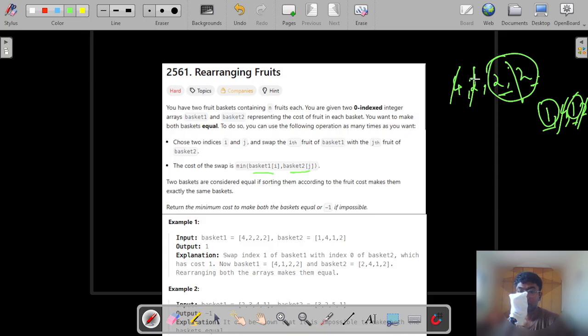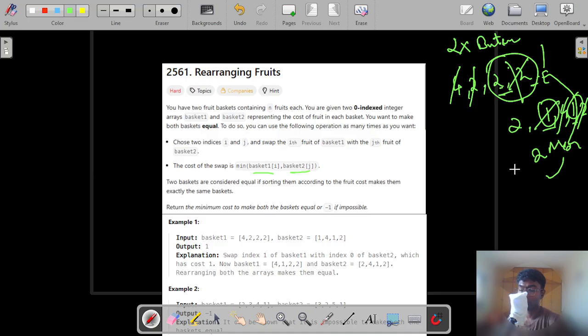We can consider, let's say, two butterfruits in basket 1 and two mangoes in basket 2. So basket 1 can trade one butterfruit to the other basket, and one mango comes to this one. So that's a simple idea. And how can we do that, and what is our solution approach, is what this problem is asking.